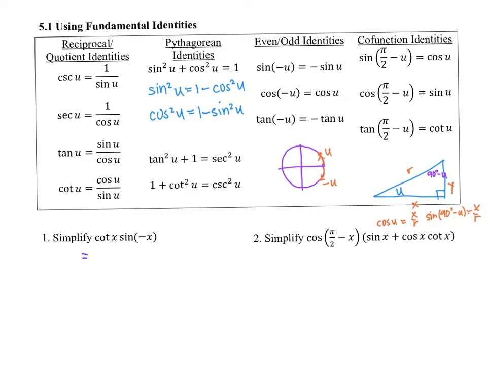So for cotangent, I'm going to rewrite that as cosine x over sine x. For the sine of negative x, if I go back to the even-odd identities, the sine of negative x is the same as negative sine x. So I am going to change that to negative sine x.